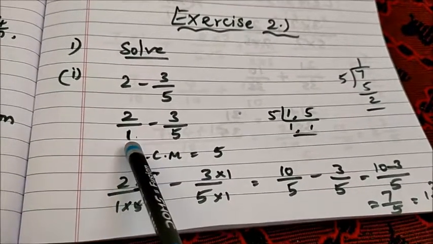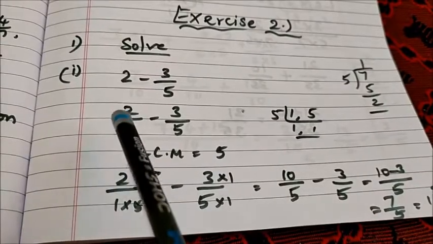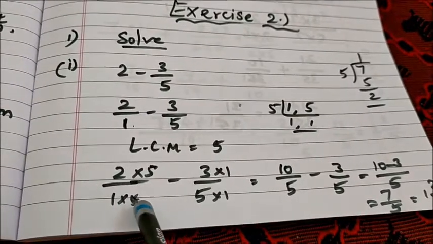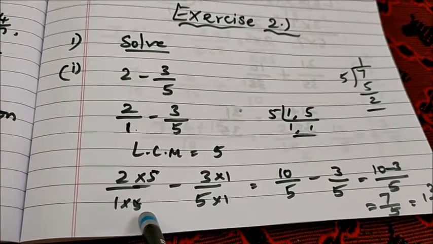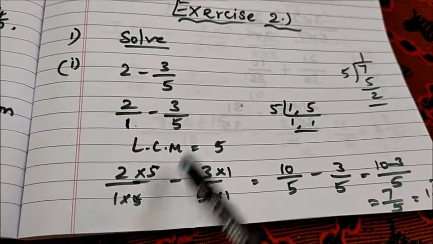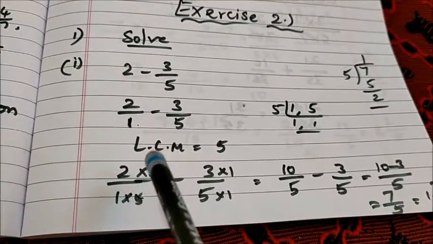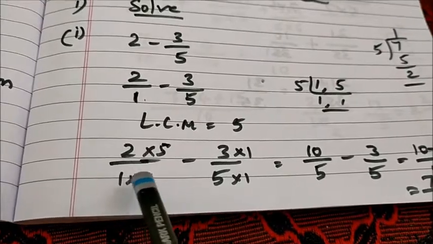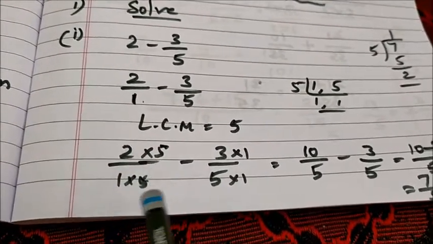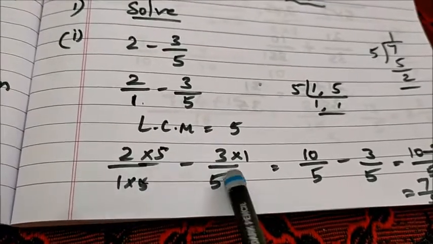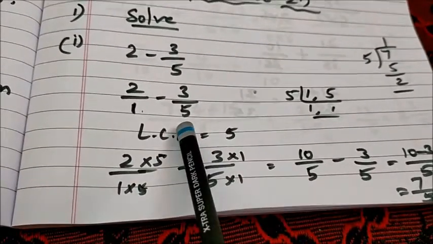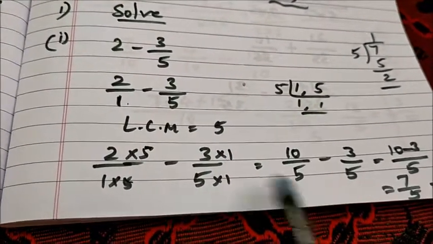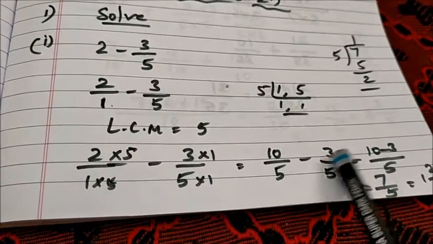Here, which number multiplied with 1 gives 5? 5. So 1 into 5. We want the denominator to be 5, so we multiply by 5. And not only the denominator, we have to multiply the numerator also. So 5 into 5, and here there is 5, so we multiply by 1. So 5 2s are 10 by 1 5s are 5, and then 3 1s are 3 by 5.